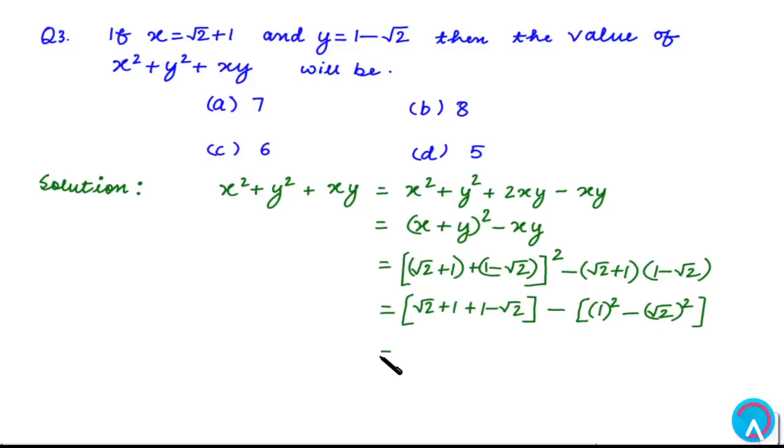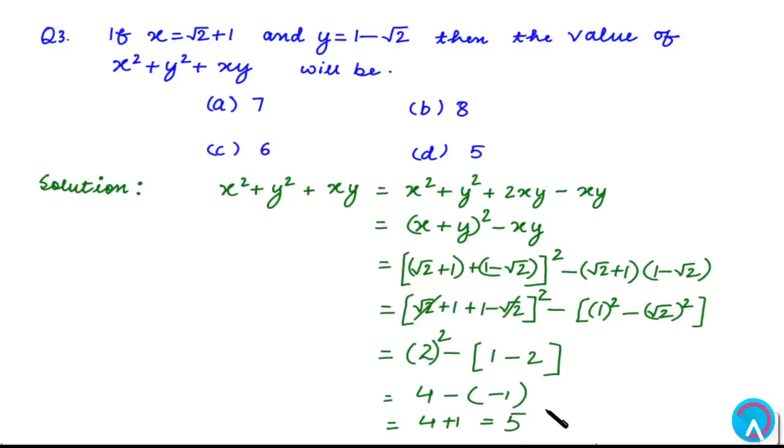So this becomes equal to, plus root 2 gets cancelled with minus root 2, this is 2 minus, and here we had a square also. So this square I missed, so this is 2 square now, minus, and this will be 1 minus 2. So this is equal to 4 minus 1. So this is equal to 4 plus 1 is equal to 5. So the correct option is option D, 5.